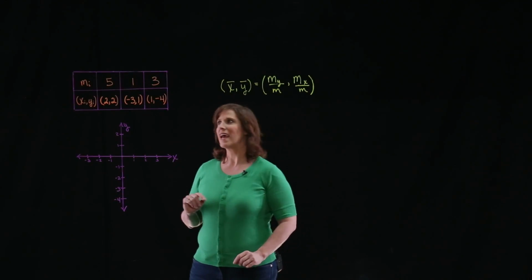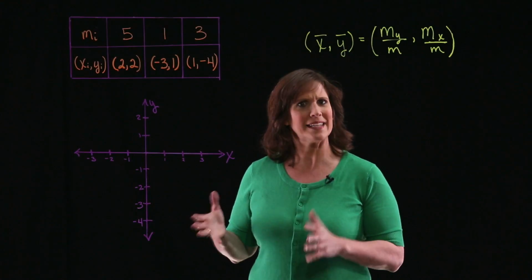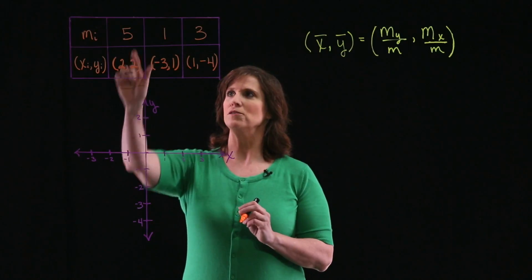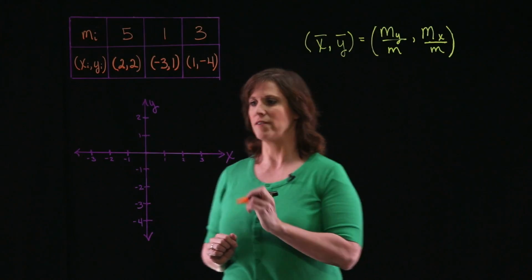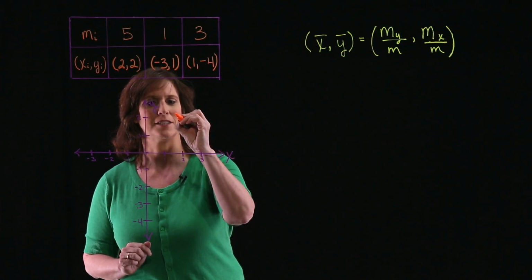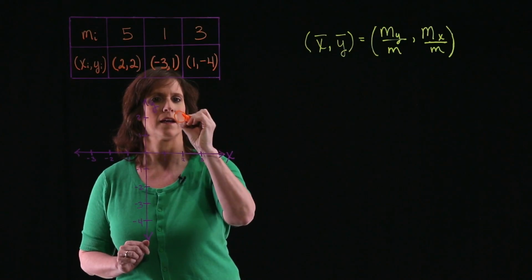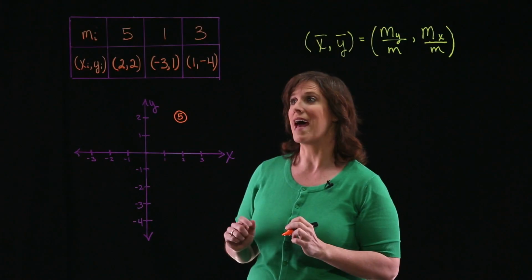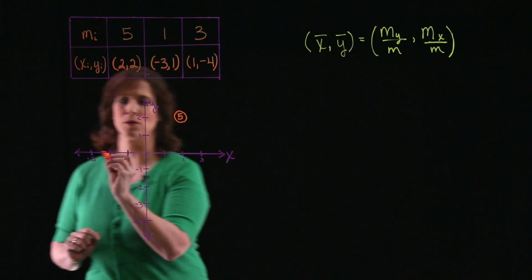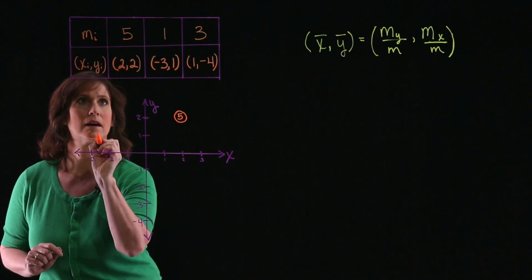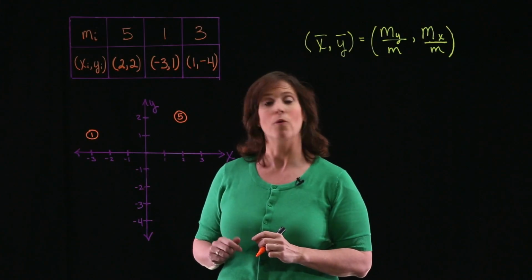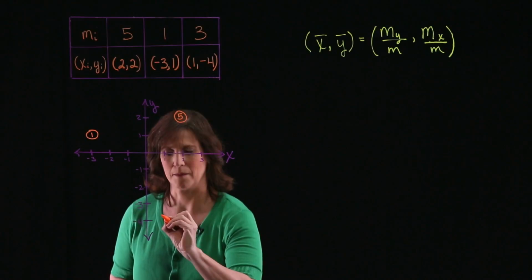In this problem, we're asked to find the center of mass for a system of points. In this particular case, I'd like to draw a little picture so I can get a sense of what's happening. I know that at the point (2, 2), I'm going to have a mass of 5. So let's mark that down on my Cartesian plane. I also know that I'll have a mass of 1 at (-3, 1), so that's going to be right about here. And a mass of 3 at the point (1, -4), which is going to be right here.